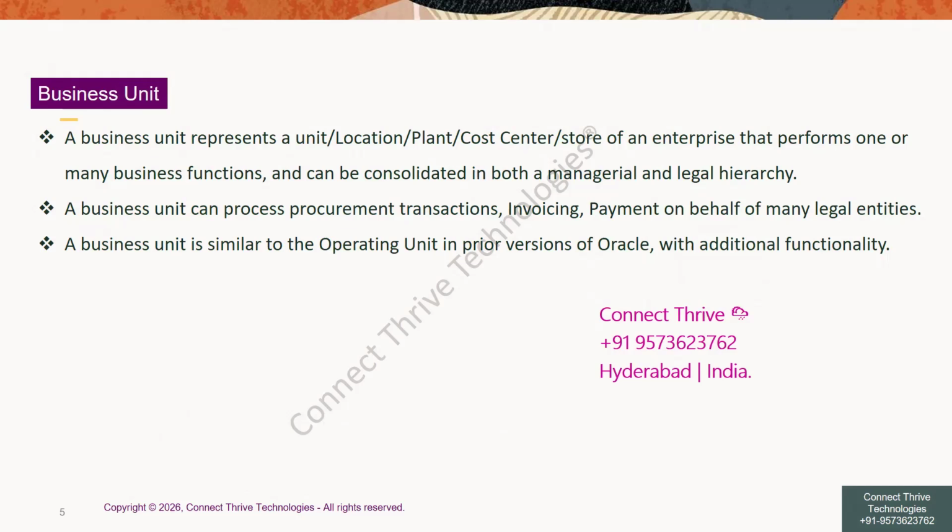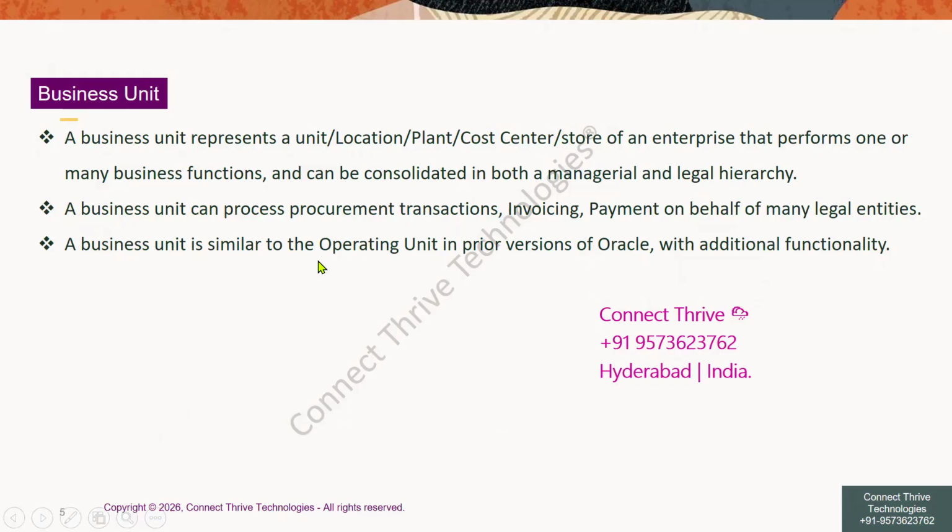Next, a business unit can perform the procurement transaction, invoicing, and payment on behalf of many legal entities. So if you registered your company in a particular state or country, within that you have only one legal entity. There you have multiple stores or shops or plants or locations where you can perform many transaction activities under that legal entity based on the BUs. We have slides there, I will explain in detail.